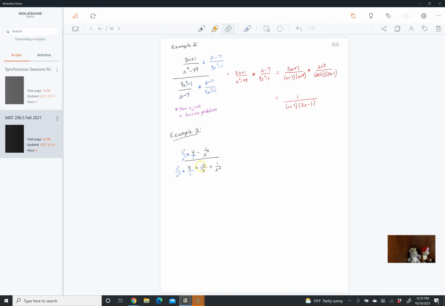And now we're going to the second. We're saying, what do the others have that this one doesn't? Well, this has 2 x's. This only has 1. We need to give it 1 extra x. So we're going to multiply this by x over x. And then this one already has 1 x, so we don't need to multiply by anything. So what do we get here?